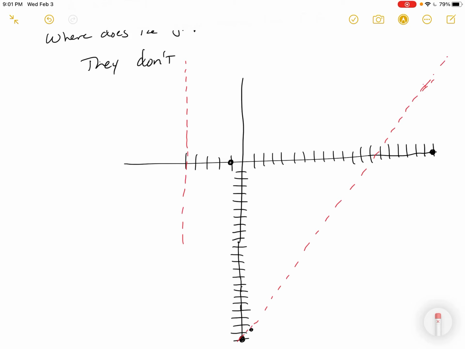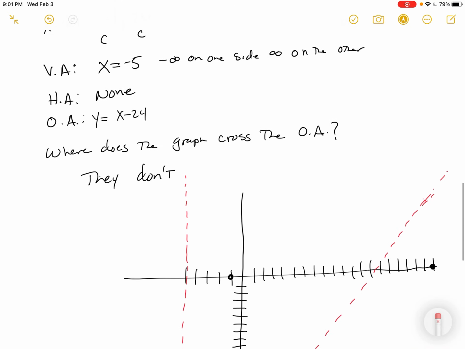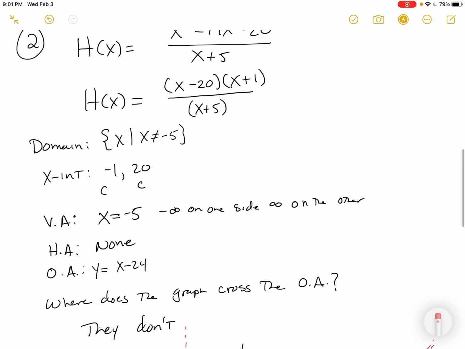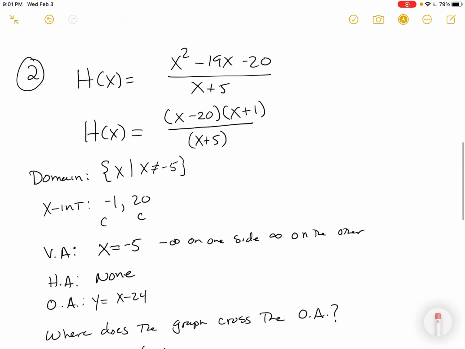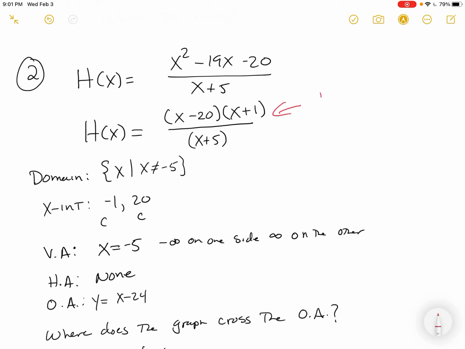Okay, so what do we know? Well, let's figure out where we are. Let's plug in 0. If we plug in 0, and the best place to look at that is right here, that will tell us everything that we need to know. If you plug in 0, you get a negative number, you get a negative 20, times a positive 1, divided by a positive 5.